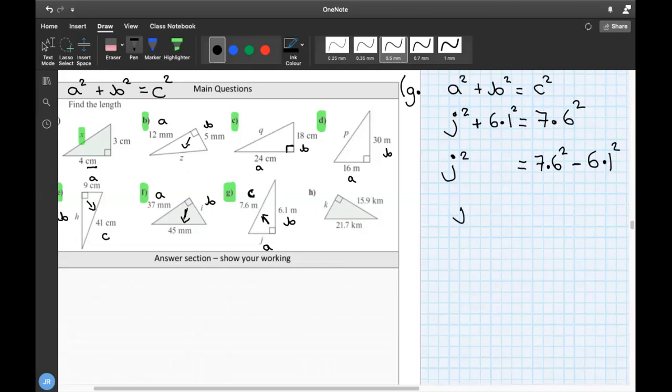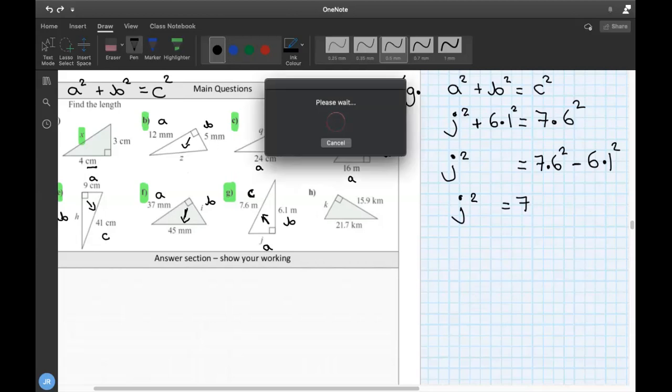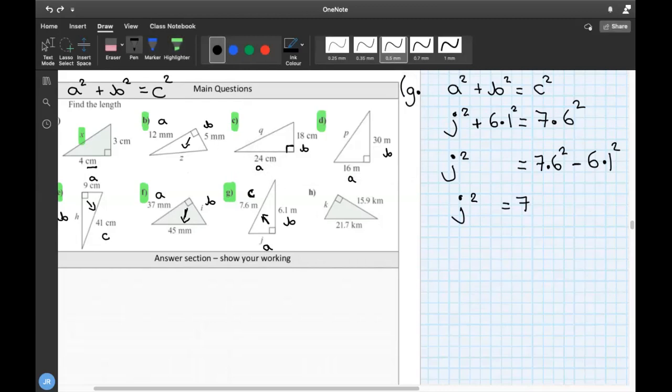Okay, I now need to simplify. I haven't done anything with the J squared, that will stay the same. 7.6 squared, that gave me 57. Oh, J squared was 57, not 77. Okay, just rub that out. So 7.6 squared gave us 57.76. And 6.1 squared was 37.21.